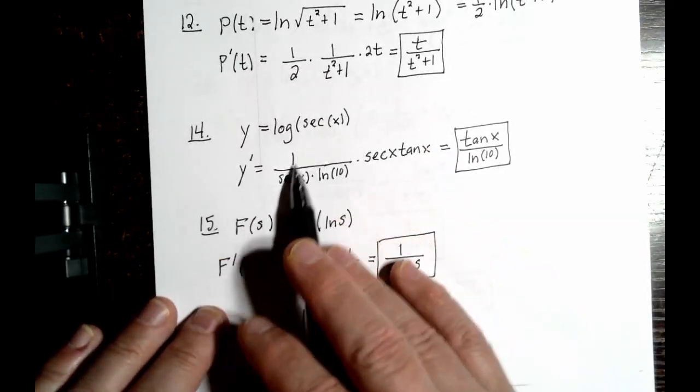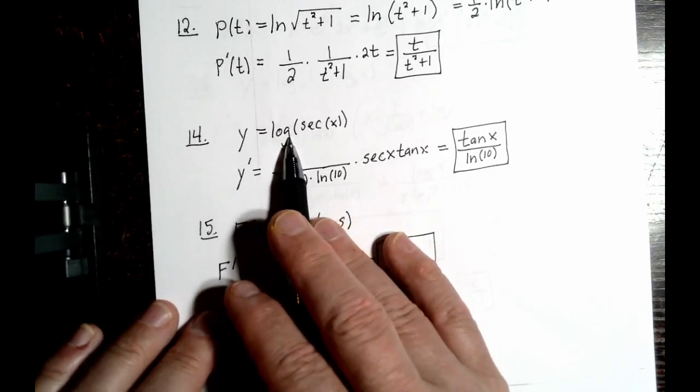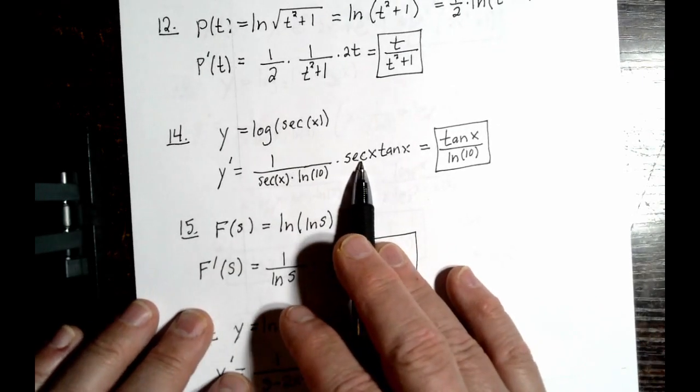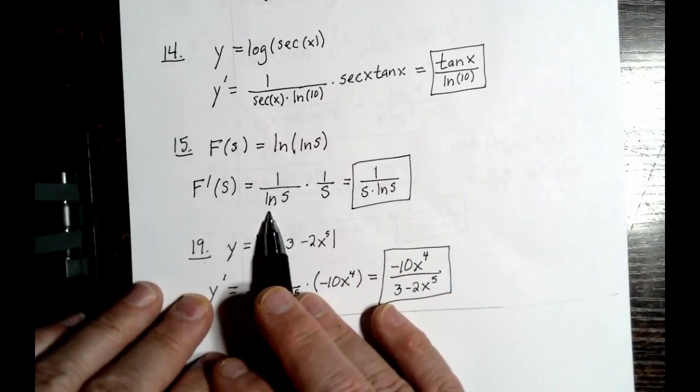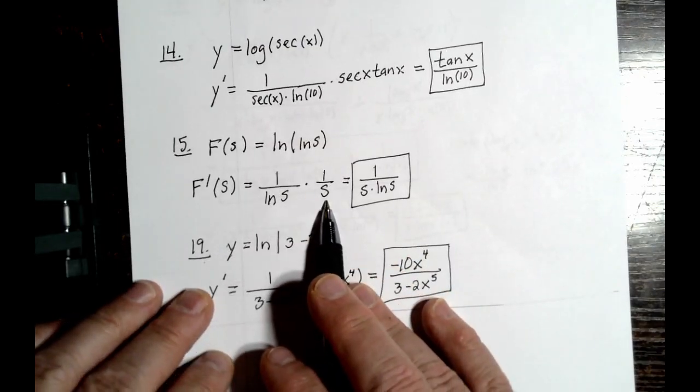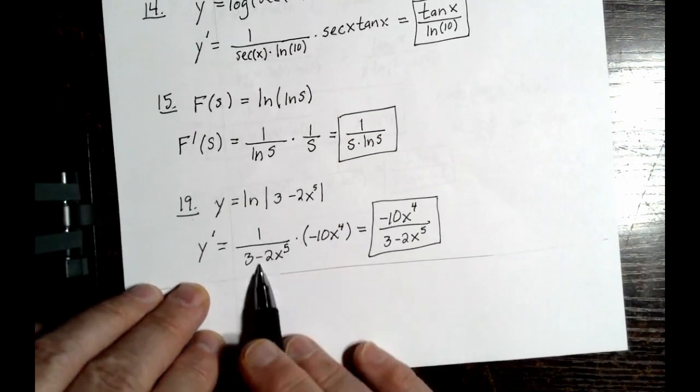Log of secant is 1 over secant times ln of base 10, because it's not base e, it's base 10, times the derivative of secant. Ln of s is 1 over ln of s times the derivative of s, which is 1 over s. This one is 1 over itself times the derivative of itself.